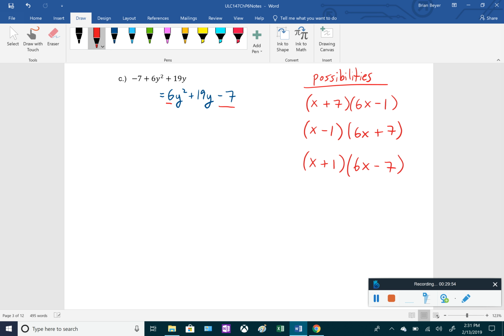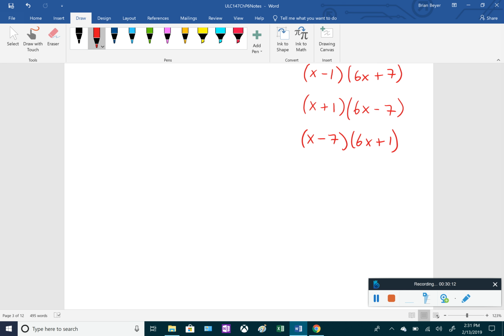So just double check, make sure you didn't already rewrite that setup, and we didn't, unfortunately. Lastly, we can have x minus 7 times 6x plus 1. So those are the 4 possibilities only using those numbers.